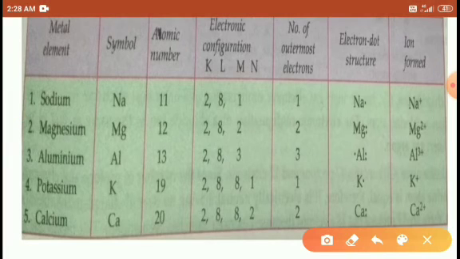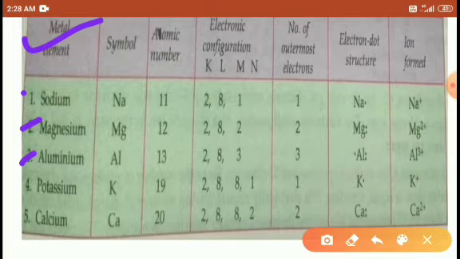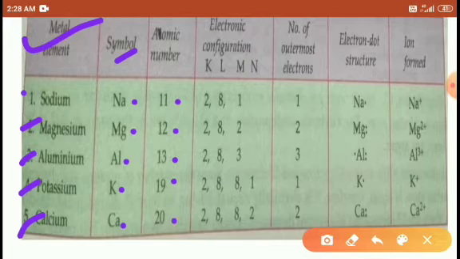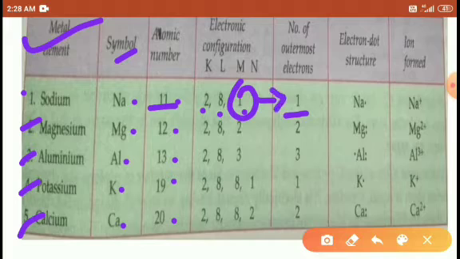Okay, look here at the metals. We have to write the electron dot structure of the metals: sodium, magnesium, aluminum, potassium, calcium. Their symbols are Na, Mg, Al, K, Ca. Atomic numbers 11, 12, 13, 19, and 20. Sodium's electron configuration is 2, 8, 1. The outermost valence electron is 1, so that's why it is 1 here.